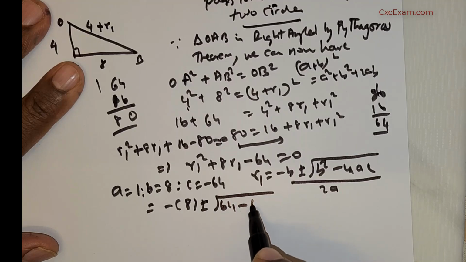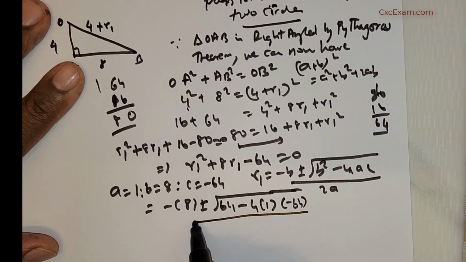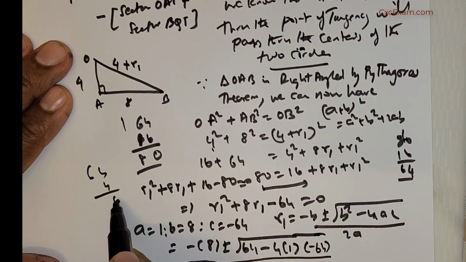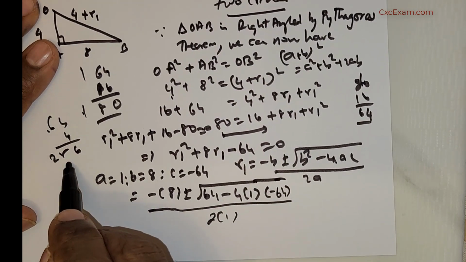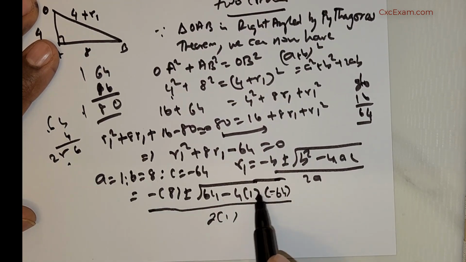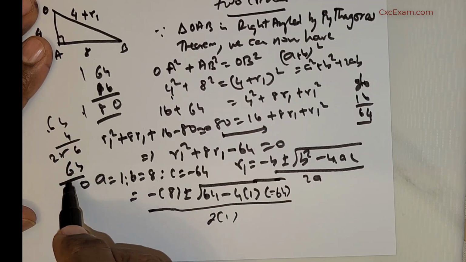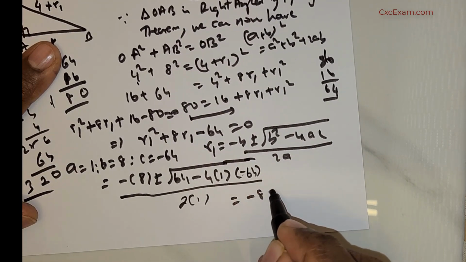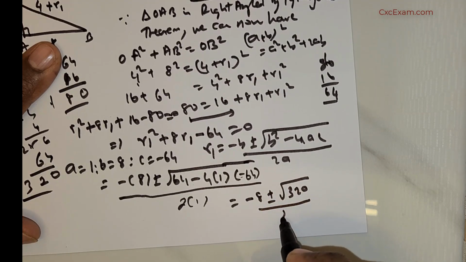My B is 8, and 8 squared is 64. Negative 4 times my A, which is 1, times my C, which is negative 64, divided by 2 times A. Now 64 times 4 is 256. It's a positive sign, right? You have to add 64. So you are getting 320. So negative 8 plus or minus the root of 320, divided by 2.